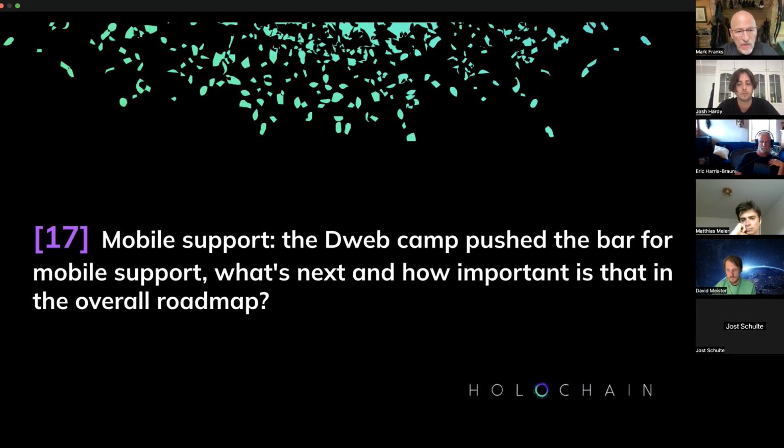Question 17, mobile support. The DWeb Camp published the bar for mobile support. What's next and how important is that in the overall roadmap? I will say that this is the second most important thing to us in the overall roadmap. The first one is stability, stability, stability. You heard a lot of what the Holochain core team was focusing on, all of those deep underlying testing capacities and carefulness. That's our top priority, so that we really can rely on the infrastructure.